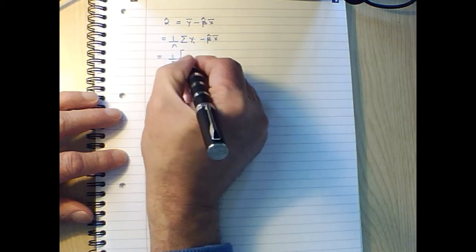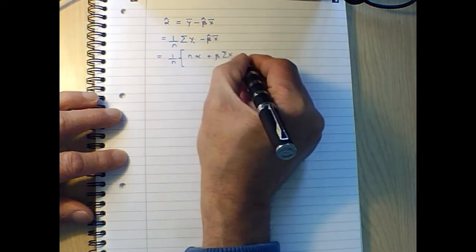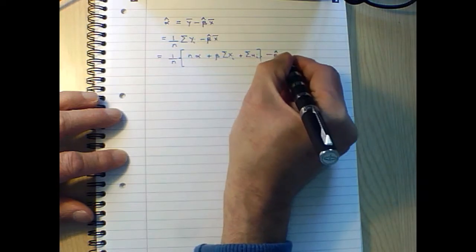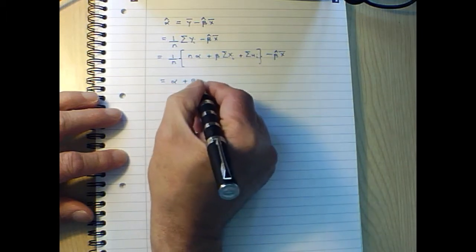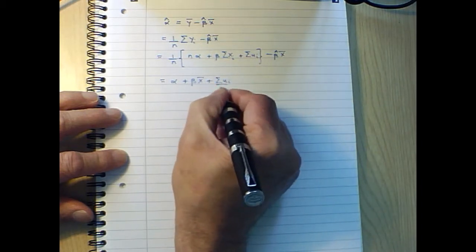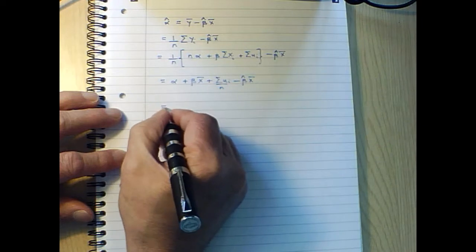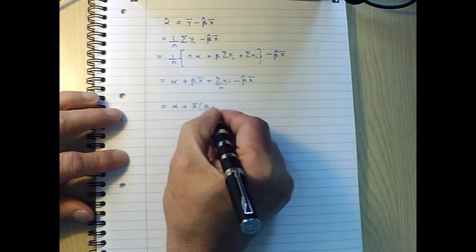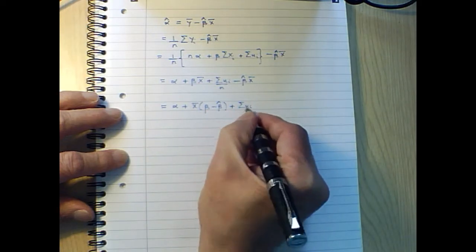Now again, we can write the sum of y as n times alpha plus beta times the sum of xi plus the sum of ui, which gives us the expression shown here. Now we can simplify this to write it as alpha plus beta x bar plus the sum of ui divided by n minus beta hat x bar, which in turn can be written as alpha plus x bar multiplied by beta minus beta hat plus the sum of ui over n.